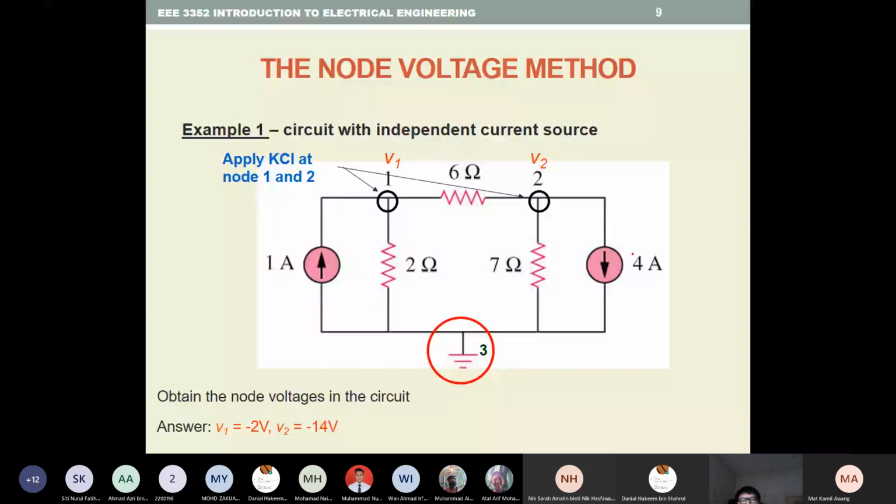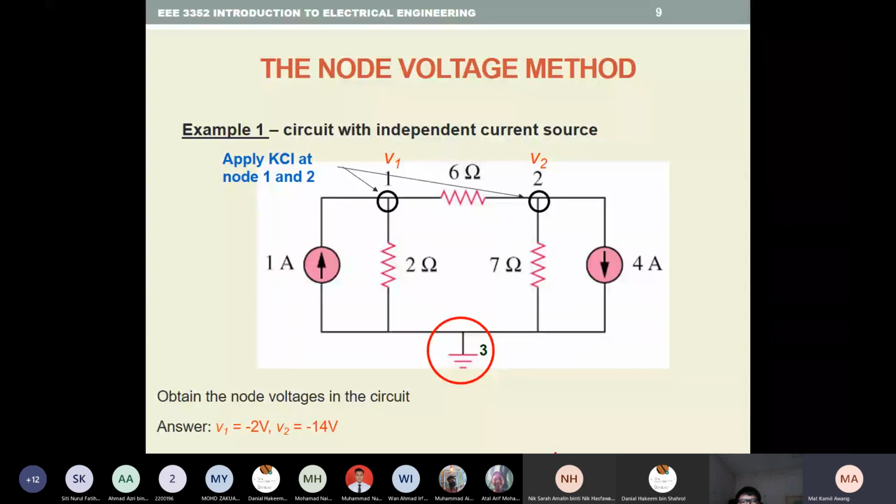Example. This is actually the first diagram that we showed you just now. Circuits with the independent current source. So you have two current sources, which is 1 ampere and 4 ampere. One is flowing up, the other one is flowing down. And you have three resistors, 2 ohm, 6 ohm, and 7 ohms.